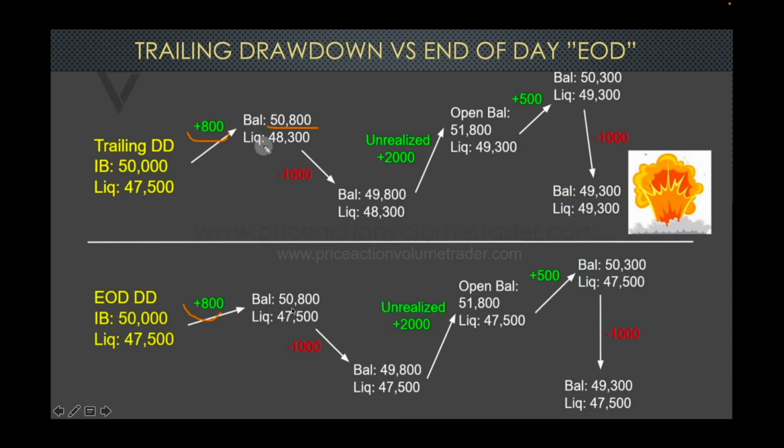Now the end of day drawdown stays at that 47 all day long. Regardless of how much you make, it doesn't move up with you. So you lose $1,000 here, you're back down to 49.8. The drawdown doesn't move to the downside, so it doesn't trail against you. So if you lose money, it doesn't go down, it stays where it's at. So if you lose $1,000 here, now you can only lose about $1,500 instead of that $2,500. You can only lose $1,500 now, or you lose your account.